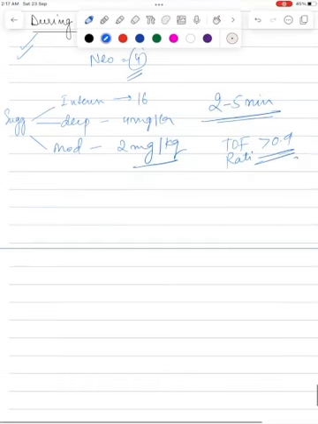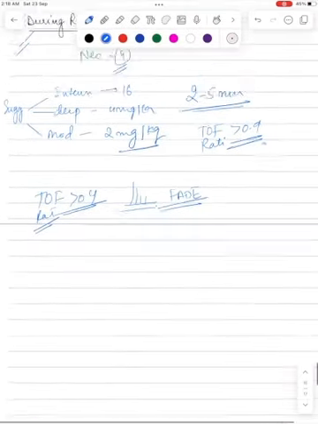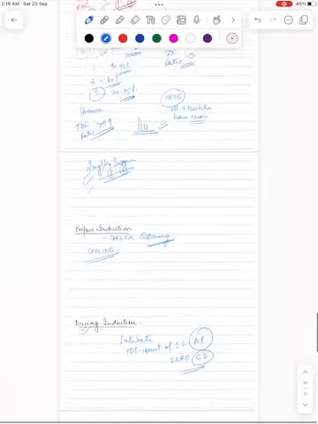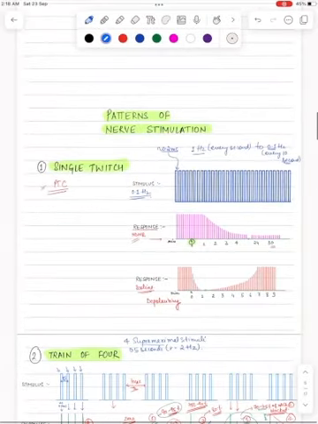And during recovery, when the TOF ratio is going to become more than 0.4, all the 4 twitches are going to be seen. It gets difficult to see fade visually or tactilely with TOF. Here, double burst stimulation can be employed. So this concludes our lecture on neuromuscular monitoring. I hope this was helpful and beneficial to you.